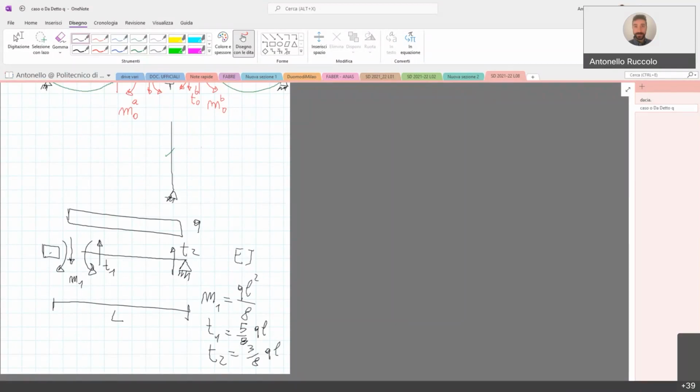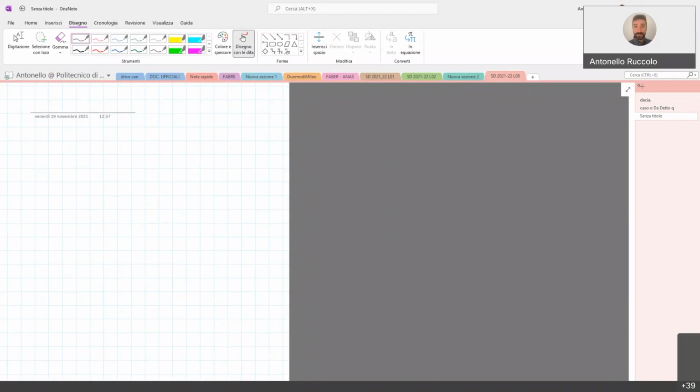Now we can see that the stiffness coefficients are the same if they are applied on the beam or on the node, but obviously they are opposed in sign. Now, let's check the case number 2.